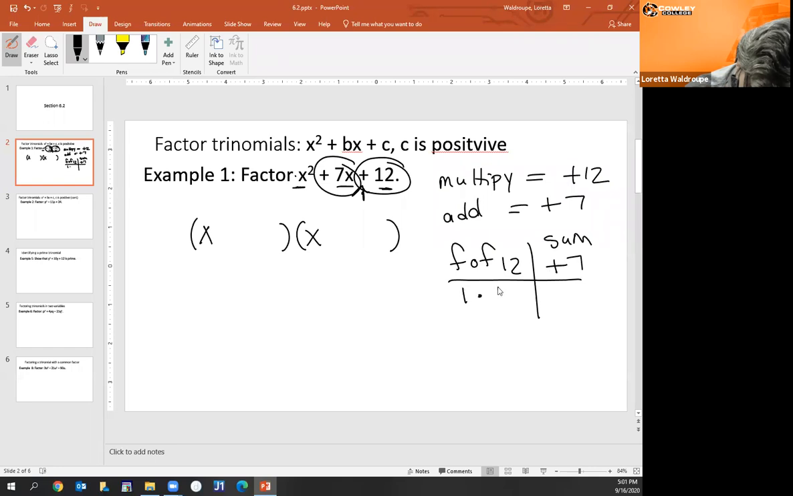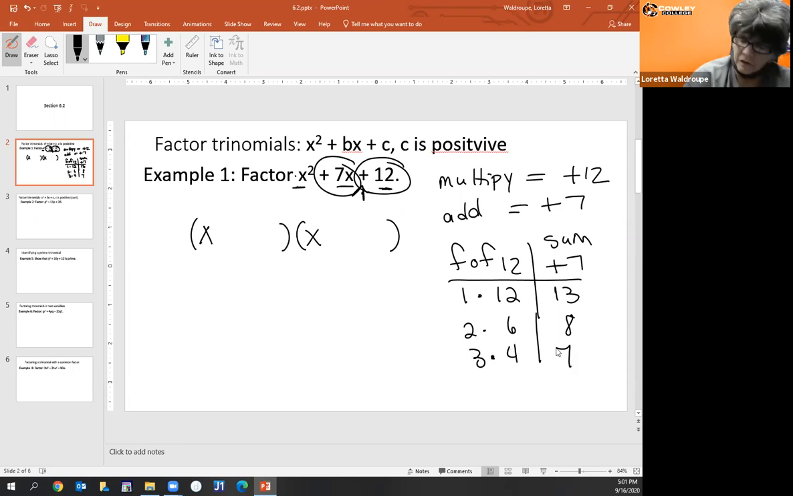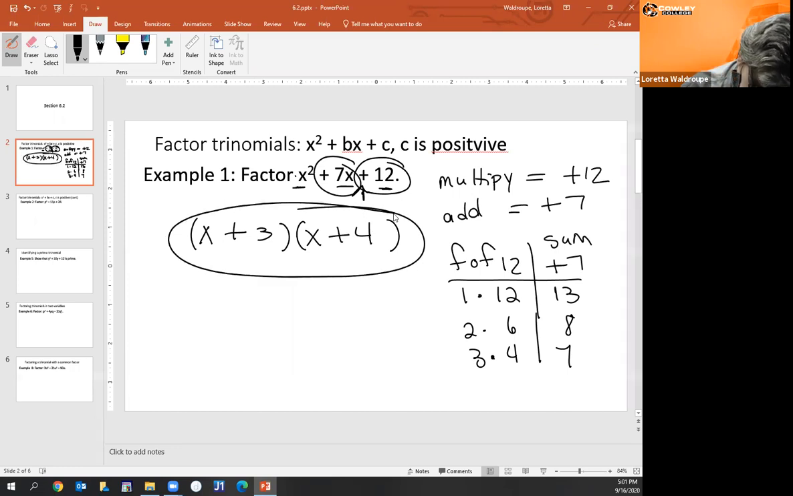So I can say 1 times 12, but that adds to 13. 2 times 6, and that adds to 8. 3 times 4, hey, that'll add to 7. Okay, since I want a positive 7, they both have to be positive. So plus 3, plus 4, and you're done.